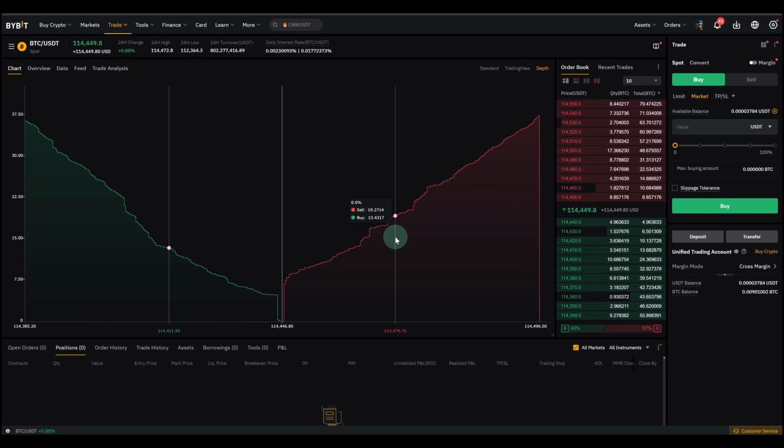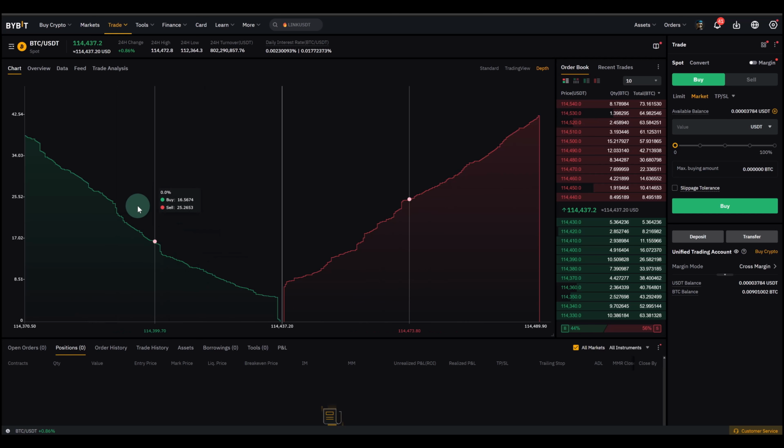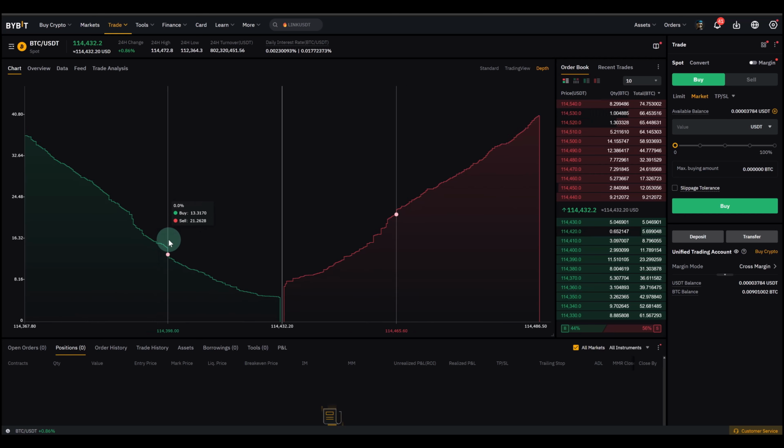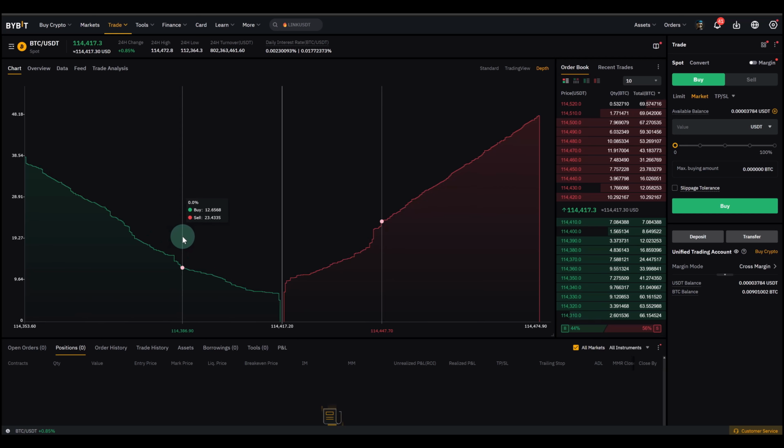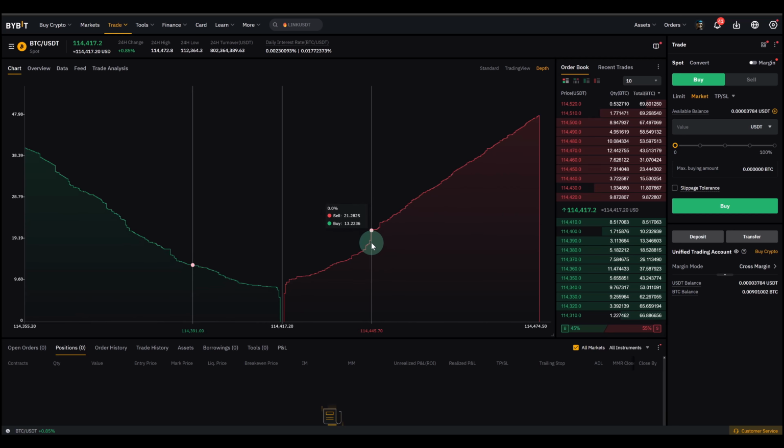And if you look at the shape of the chart, if the green side has a steep wall somewhere, it doesn't right at this moment, but it will probably here, maybe a little bit around 114,400, then that shows strong buy support in that area. And if the red side here, selling, has a strong jump here at around 114,445, well, that shows strong sell resistance in that area.